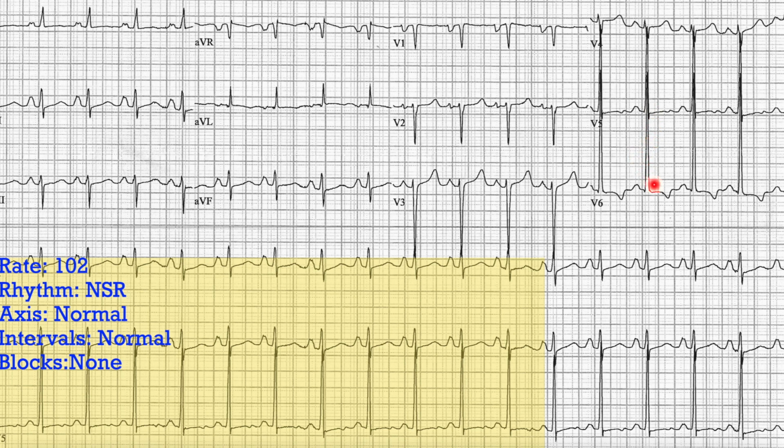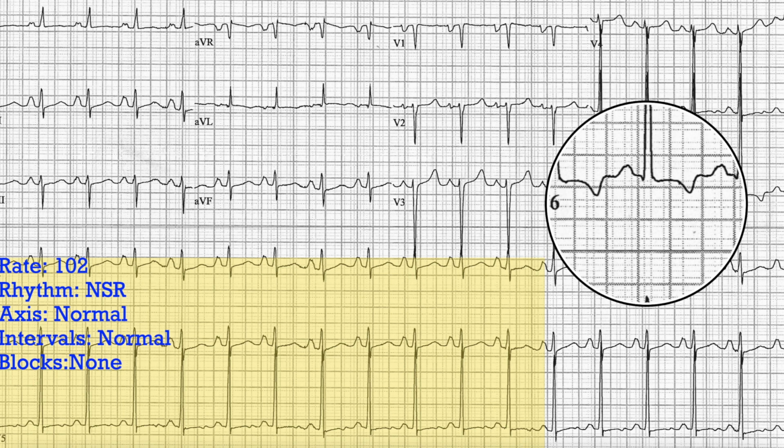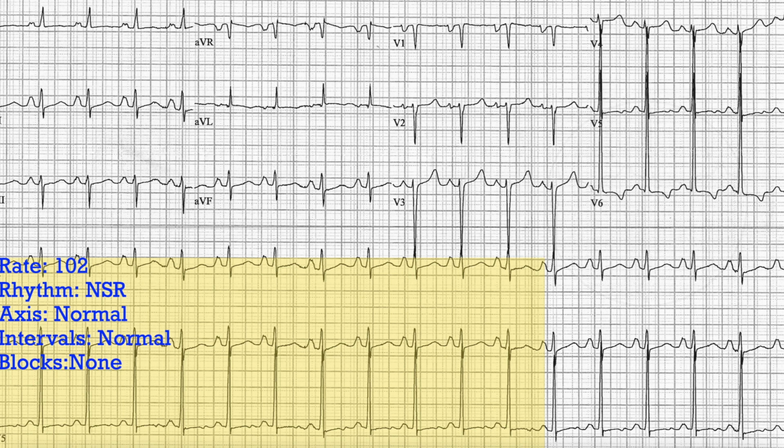What did you see out in V6? You may say, well, there's some ST depression there. And if you look at the TP segment going into it, yeah, maybe there's a little bit of ST depression. There is a flipped over T-wave, certainly. And you may say, well, okay, maybe that's lateral ischemia. And we could say that maybe it is, but I am just thinking that it's probably not.